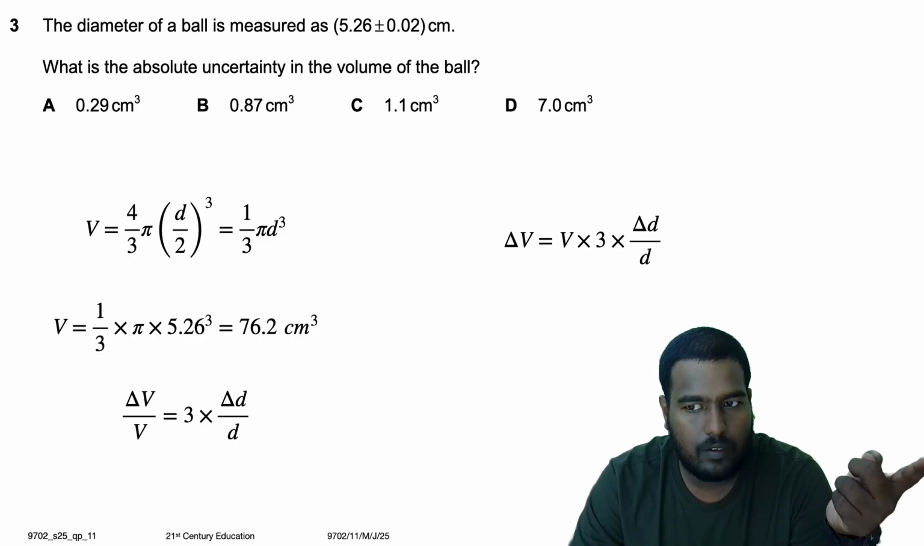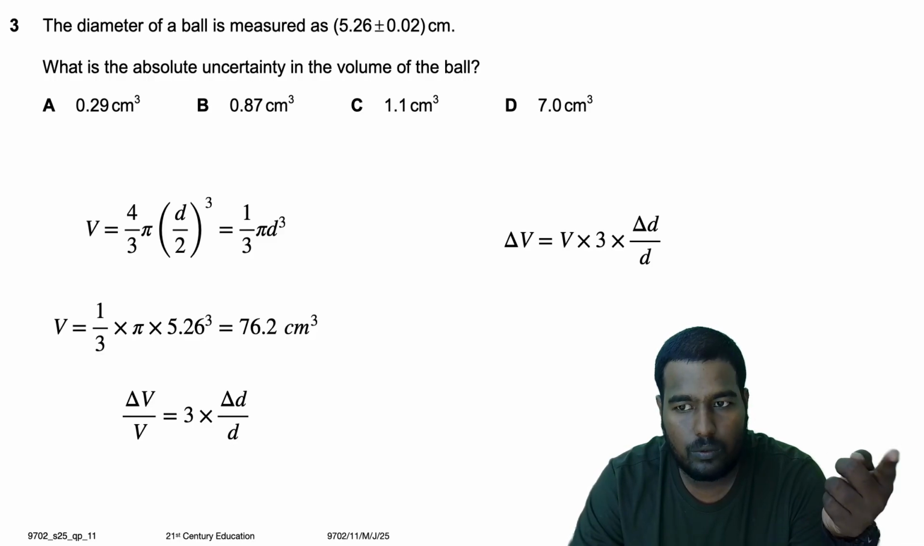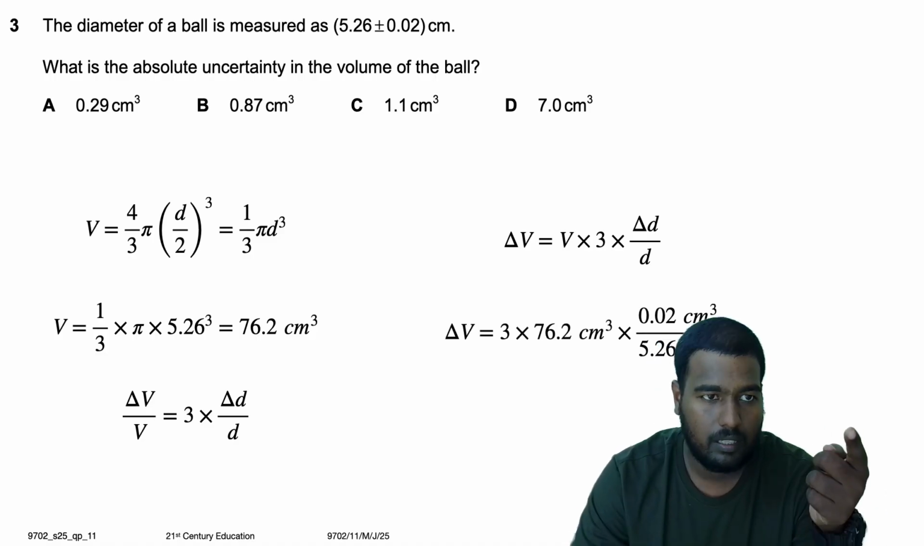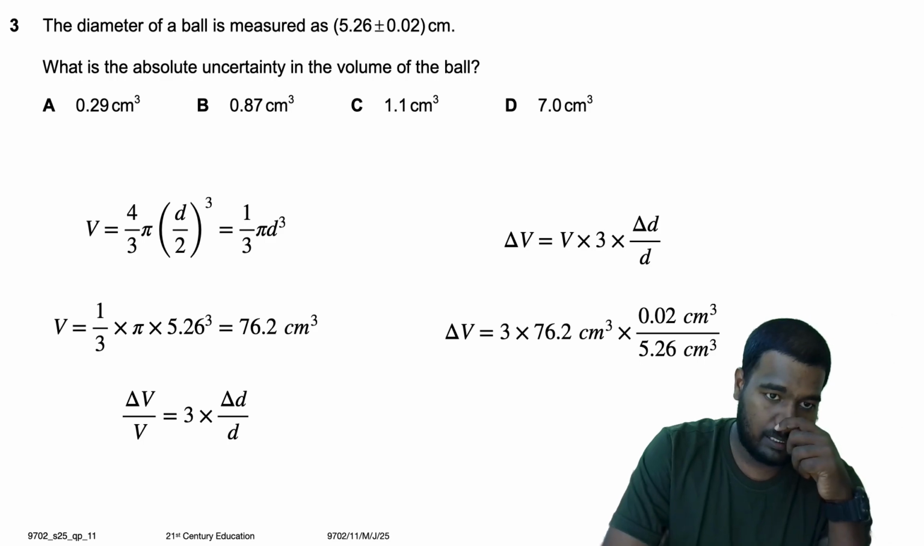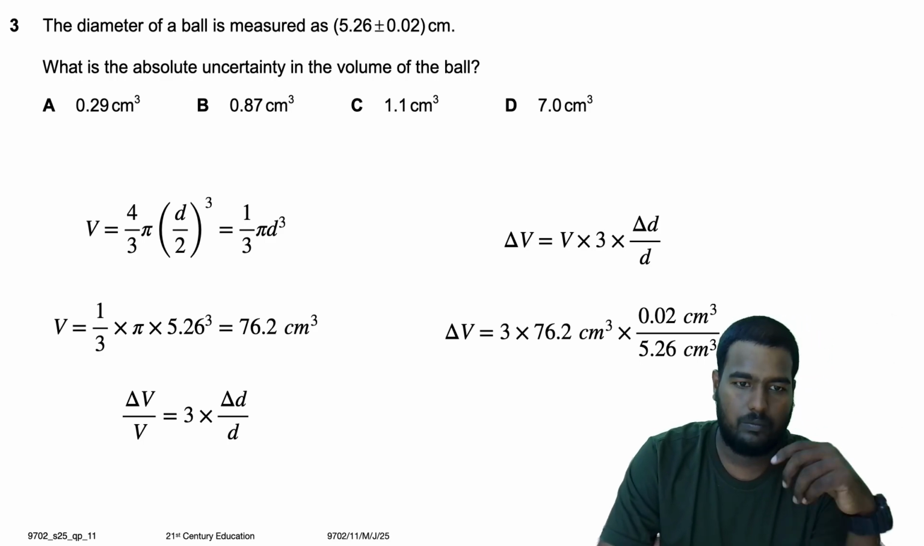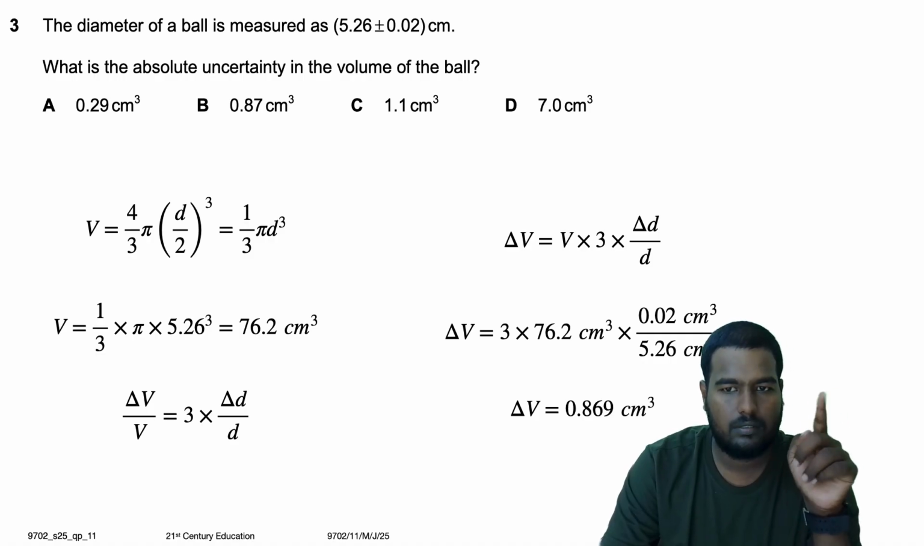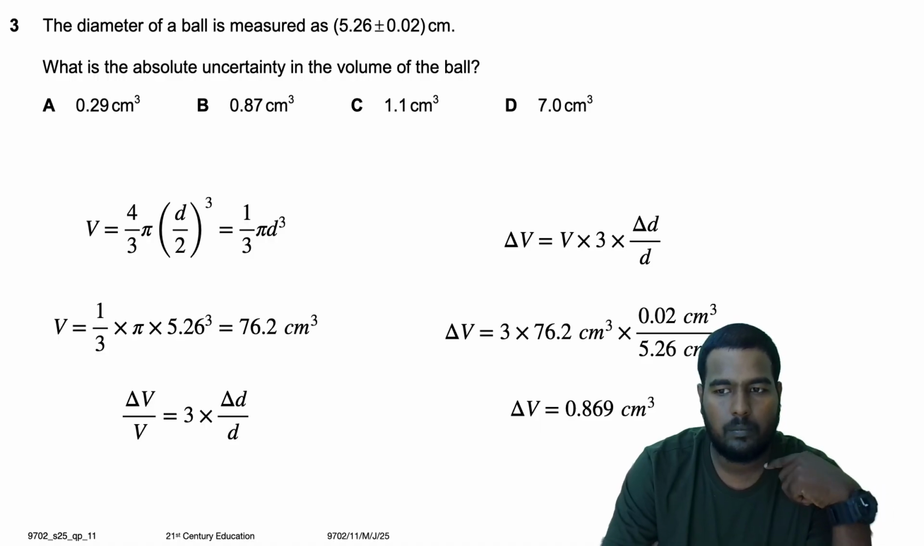So we already know 76.2 into 3 into delta D, which is 0.02, divided by D, 5.26. So if you work out the answer, we'll get 0.869 centimeter cubed. Raw data is only 3 significant figures, so if you round it up, 0.87.